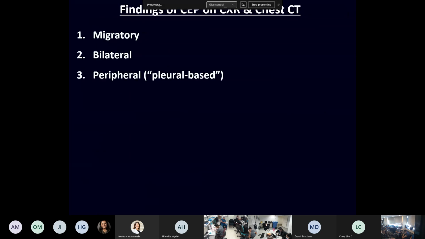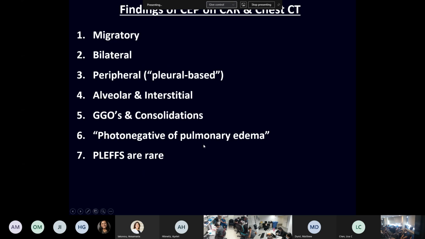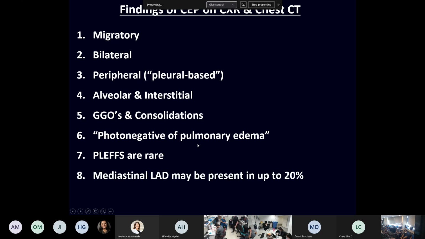Findings on imaging, we talked about this, they're migratory, bilateral, they're peripheral, pleural-based, ground glass opacities, consolidations, and like we said, the photonegative of pulmonary edema, and pleural effusions are very rare. Mediastinal lymphadenopathy can be present.